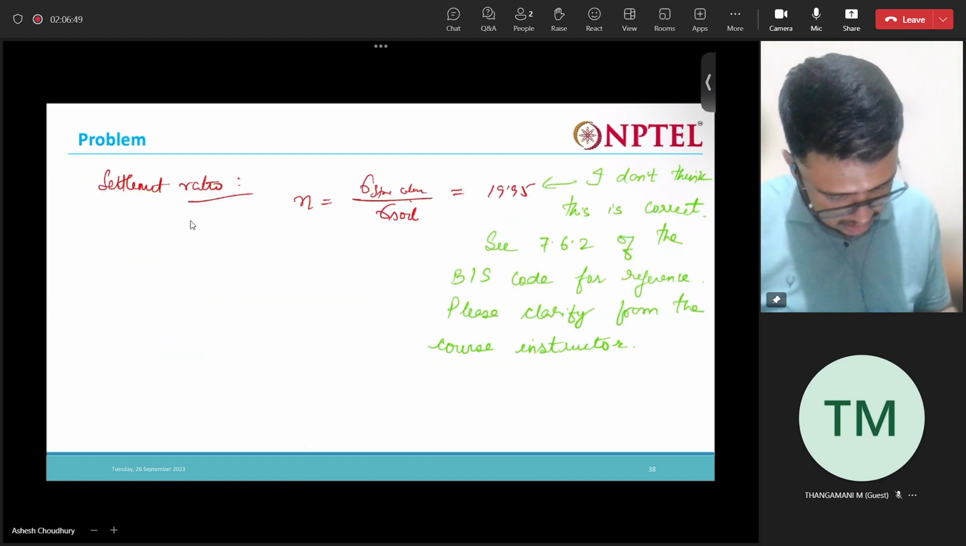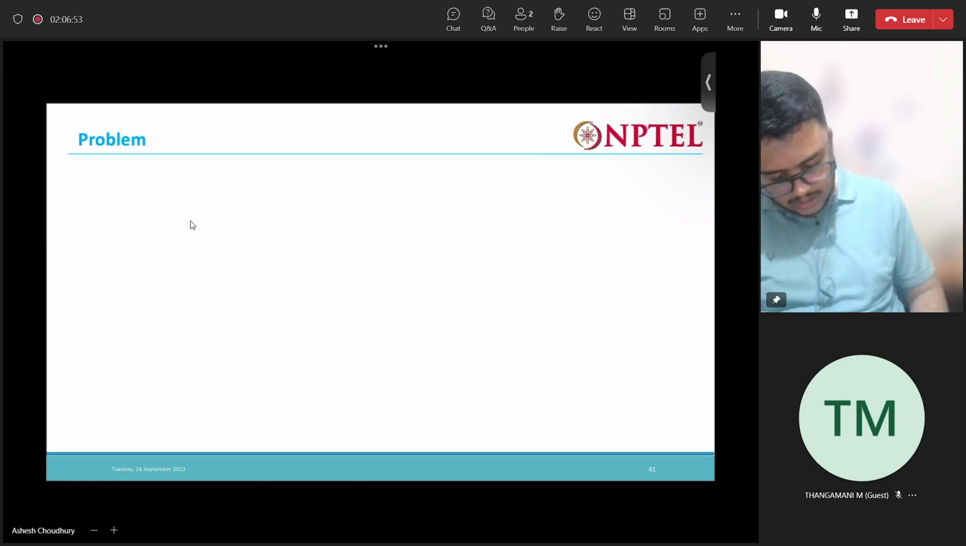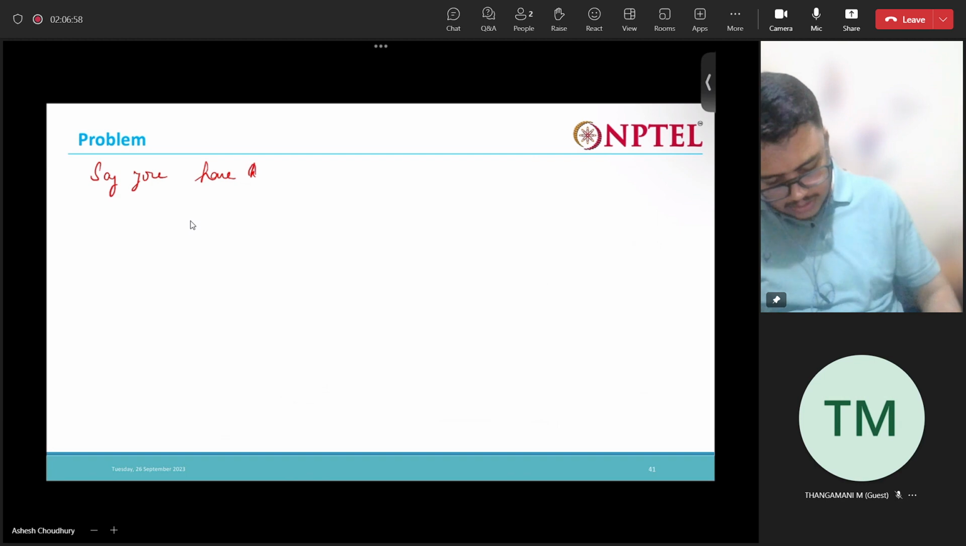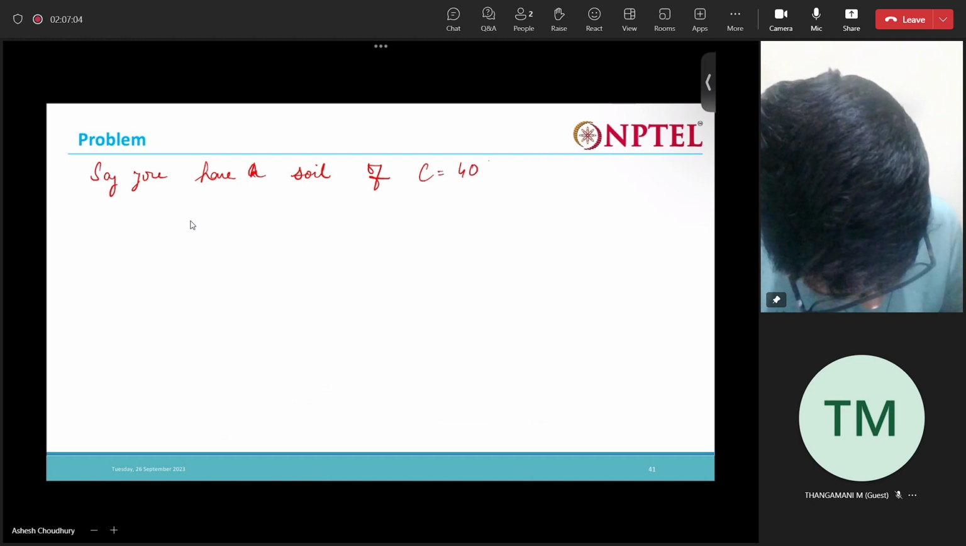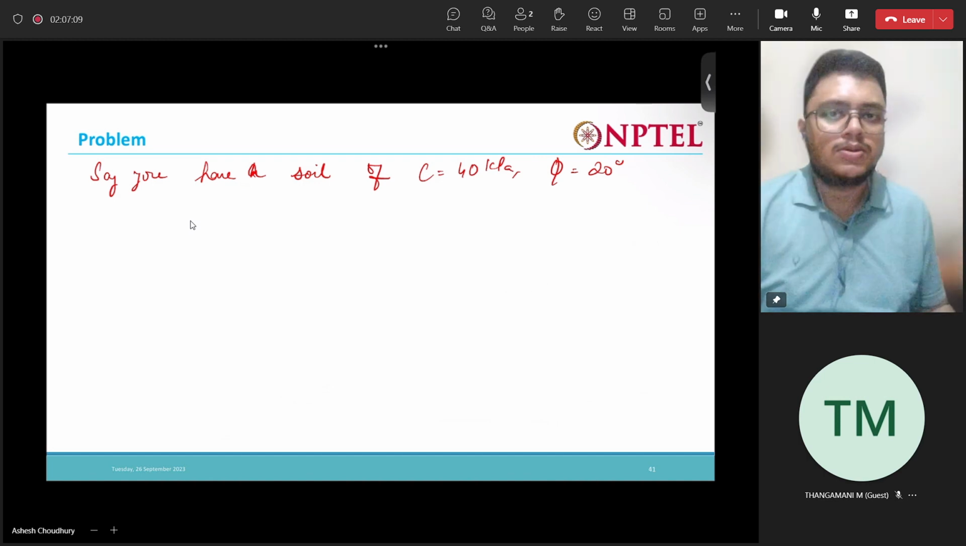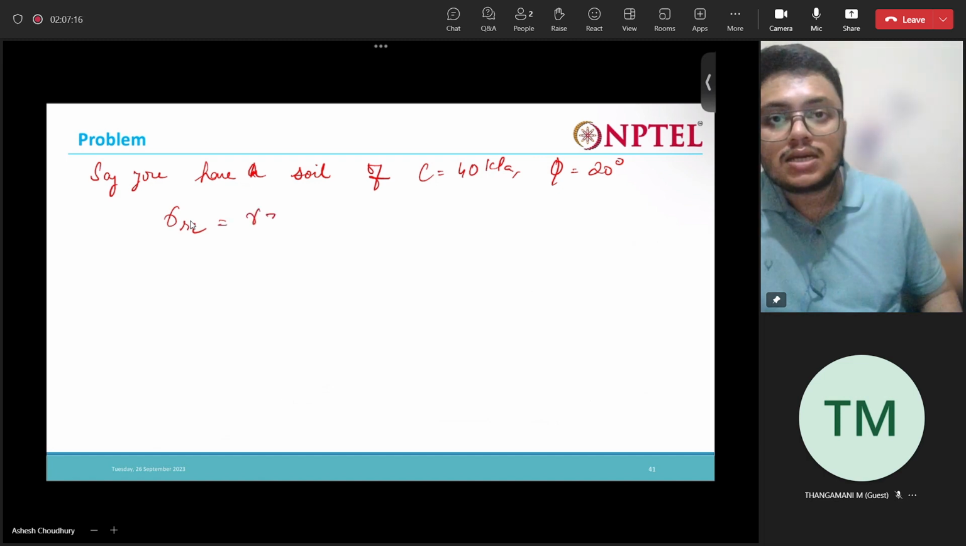I'll just write it down. Say you have a soil of C is equal to 40 and phi is 20. Then the sigma RL will now be gamma Z, S2IC.